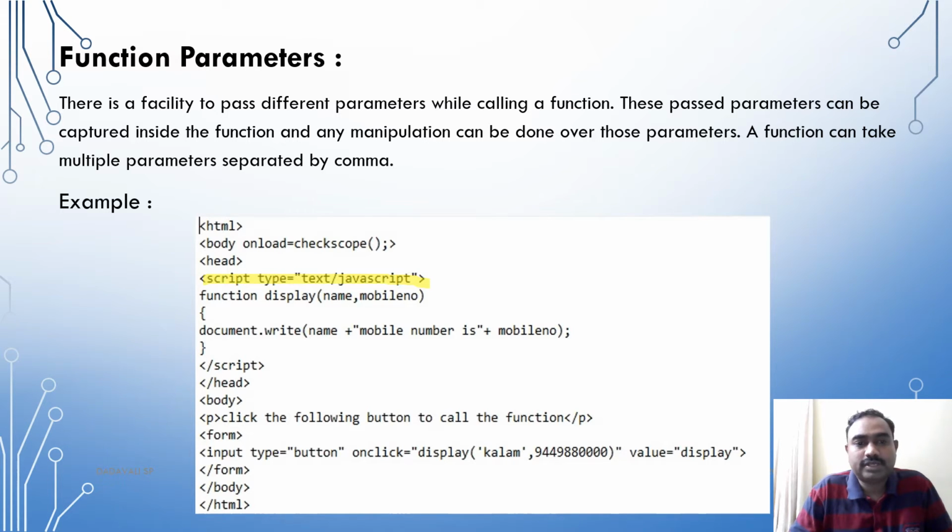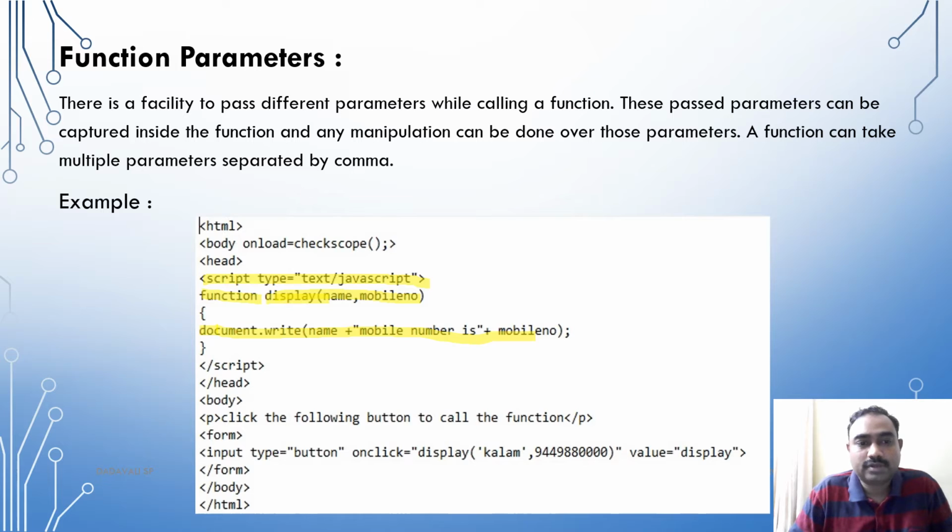Just you can see the function name, display function, and it has two parameters, name and mobile number. Within the body of the function, there is one statement, document.write. You are printing the name and mobile number.